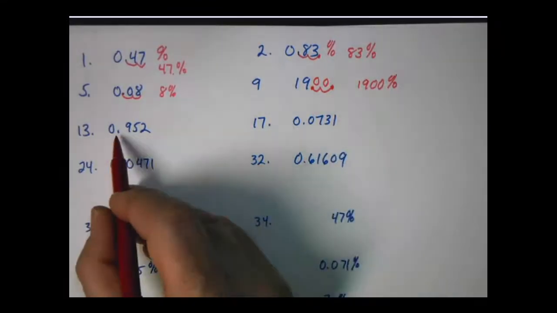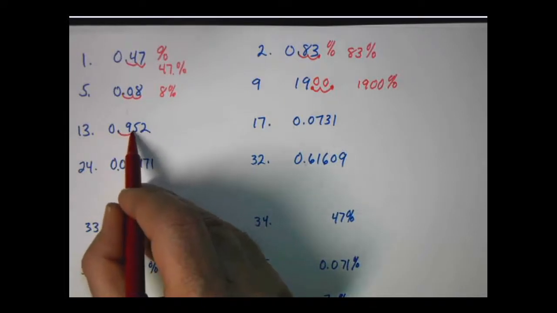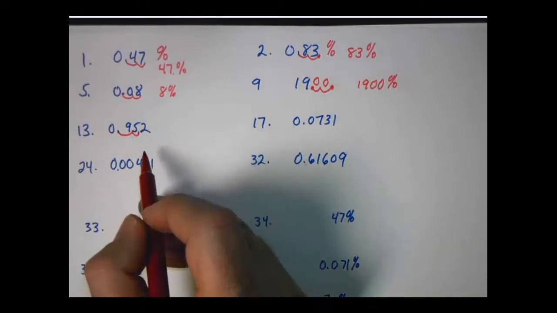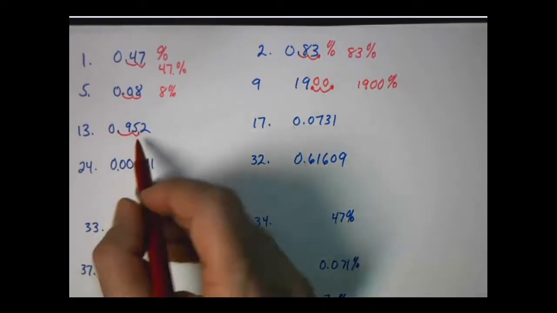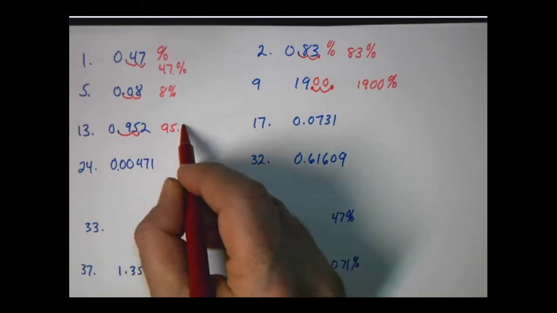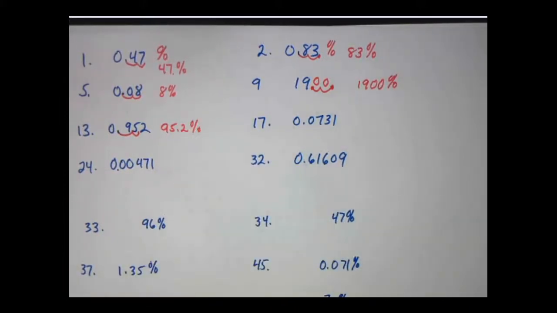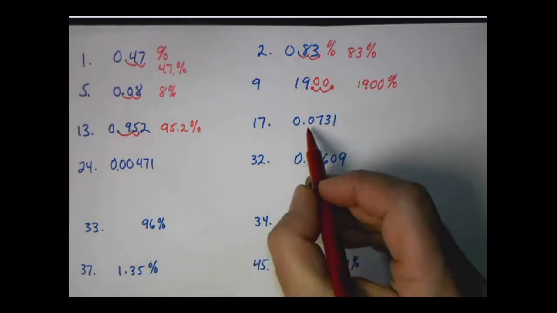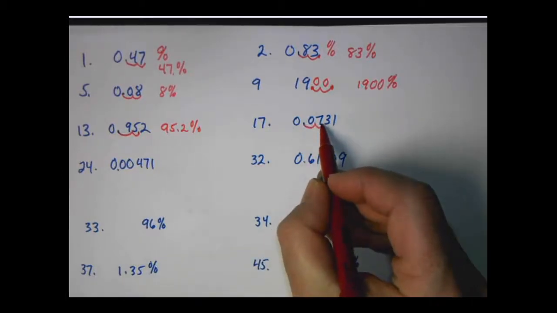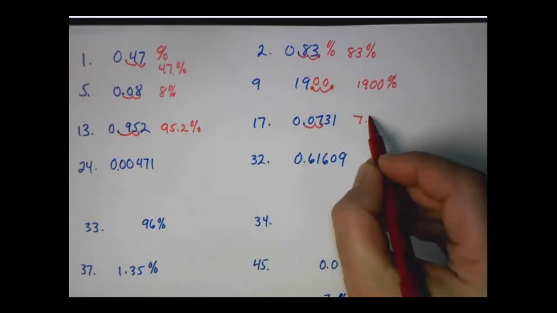Number 13, again, we're going to move it over 2. 1, 2. Okay, we're moving it from in front of the 9 to behind the 5, so we would have 95.2%. Again, just 2. 1, 2. 7.31%.